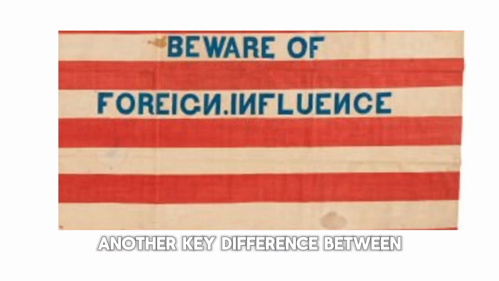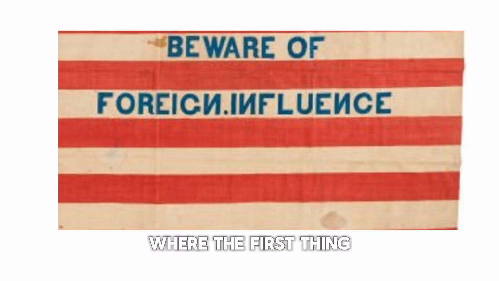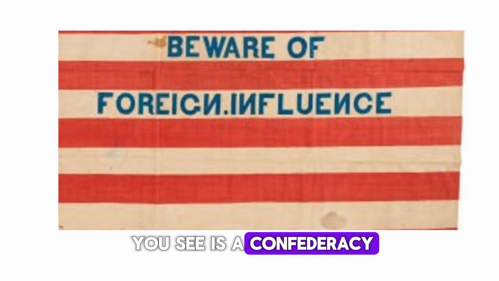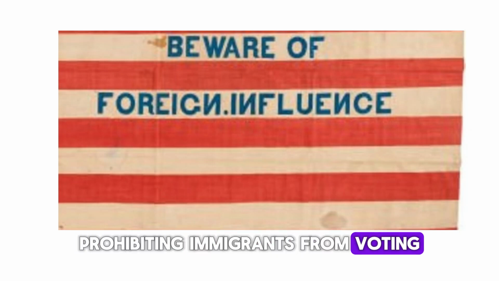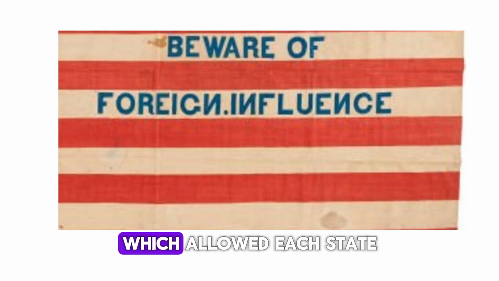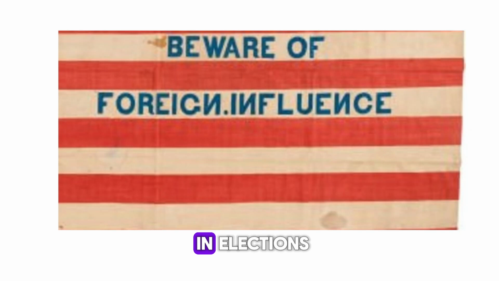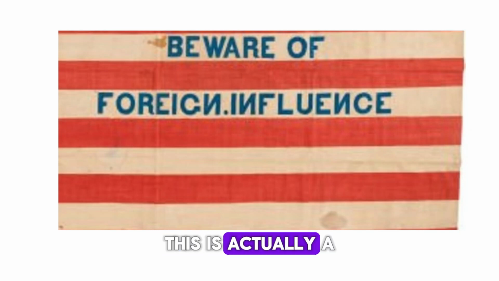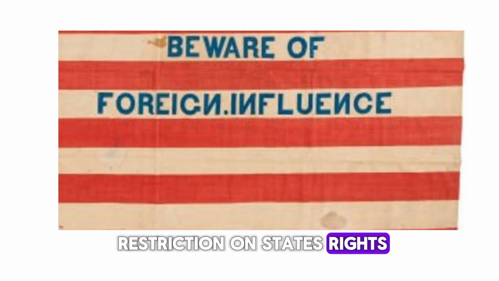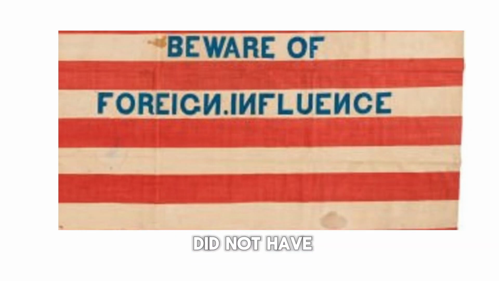Another key difference between the Confederate and United States Constitutions comes in Article 1, where the first thing you see is the Confederacy prohibiting immigrants from voting in Confederate elections, which is different than the United States, which allowed each state to decide for themselves whether immigrants can vote in elections. This is actually a restriction on states' rights that the Confederate Constitution implemented that the United States Constitution did not have.